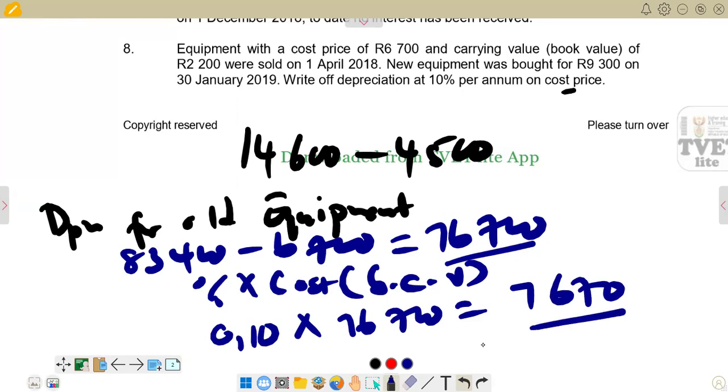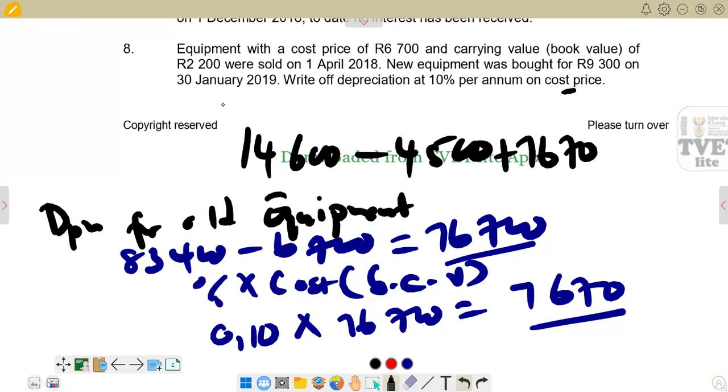So this is depreciation for the equipment that stayed for the whole year, which means we are going to add it here, 7,670. And then we now calculate the depreciation for the equipment that was purchased. Remember the one that was disposed at the beginning of the year: for that financial period, it didn't incur any depreciation. The depreciation is zero because 1 April was the beginning of the year, so it didn't stay any period there. So we leave it. Then we go to the one that was purchased during the year.